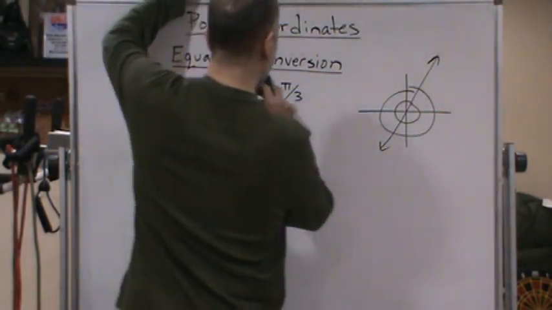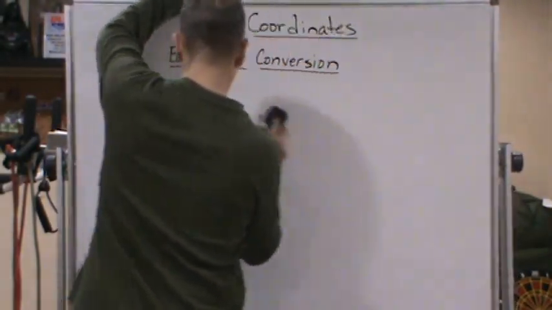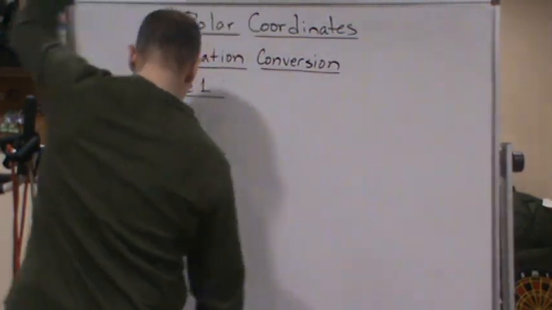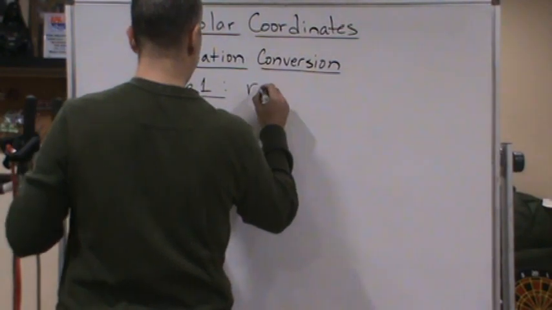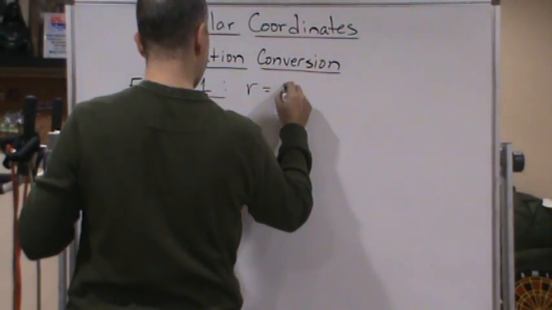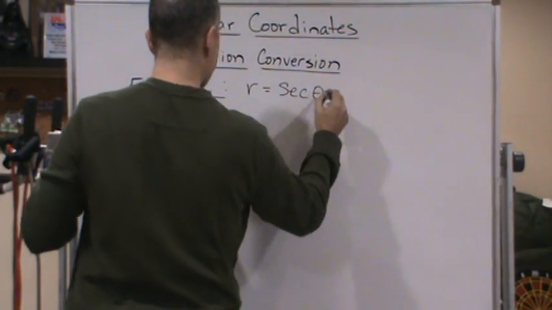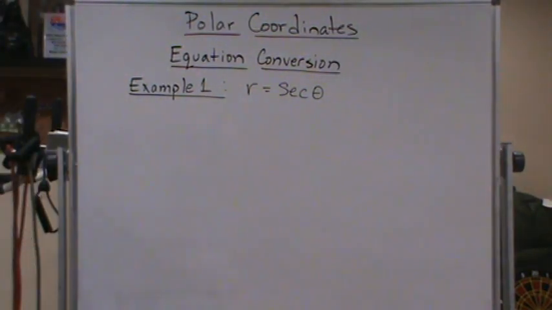Now let's do one more. And let's say we're given this: r equals secant theta. Now here's the thing. The last two are pretty straightforward, not too hard to figure out. This one is not obvious from inspection what we should do.